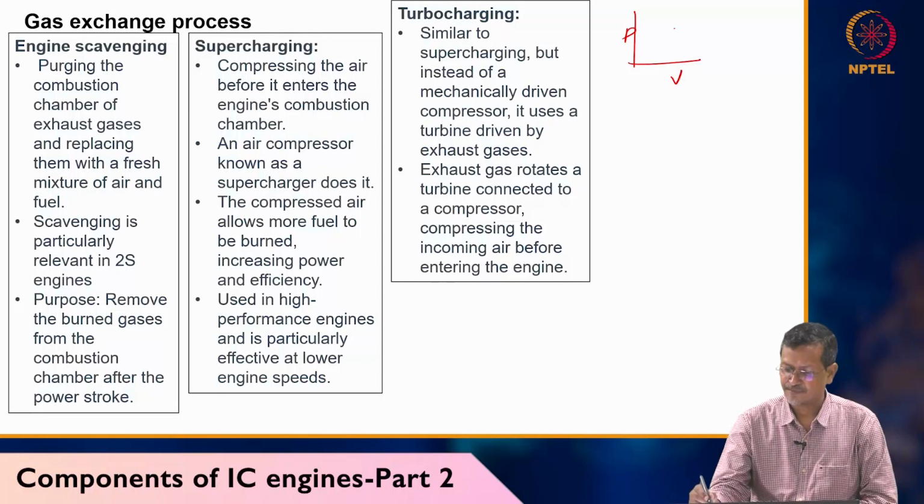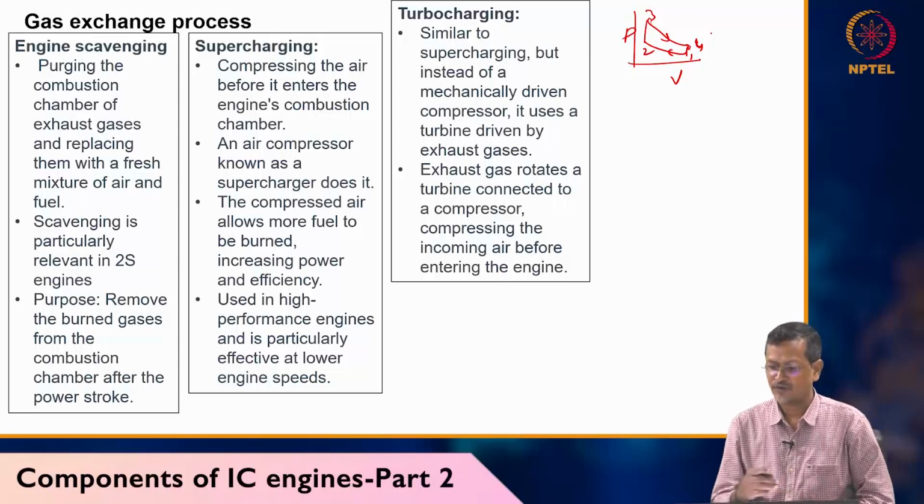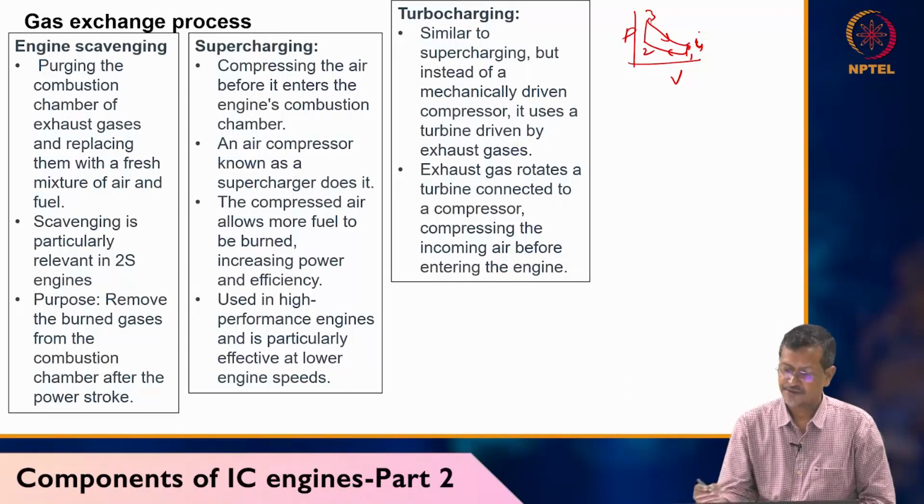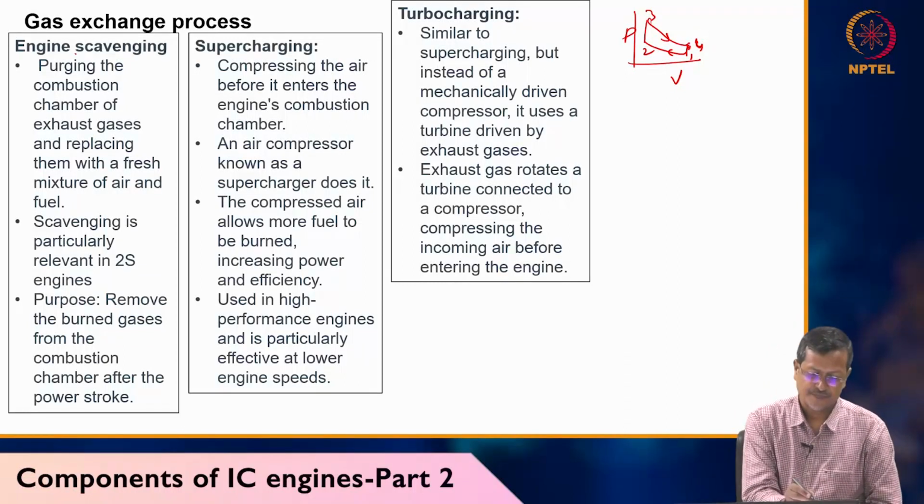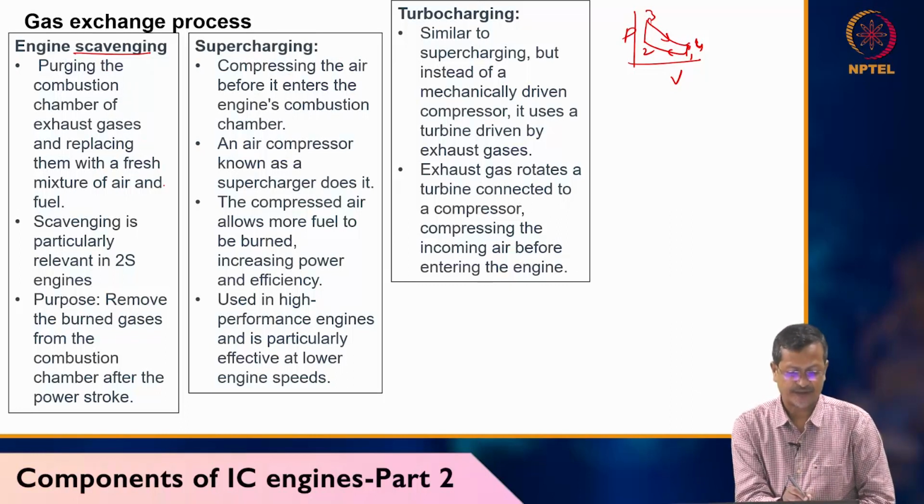PV diagram, if you remember, 1 2 3 4. Okay, so this is 4. So 3 to 4 expansion happening and you got lots of power. After power you have to remove the gas. This is called scavenging operation. Okay, this is called scavenging. So purging of combustion chamber of exhaust gases and replacing them with fresh mixture of air and fuel.